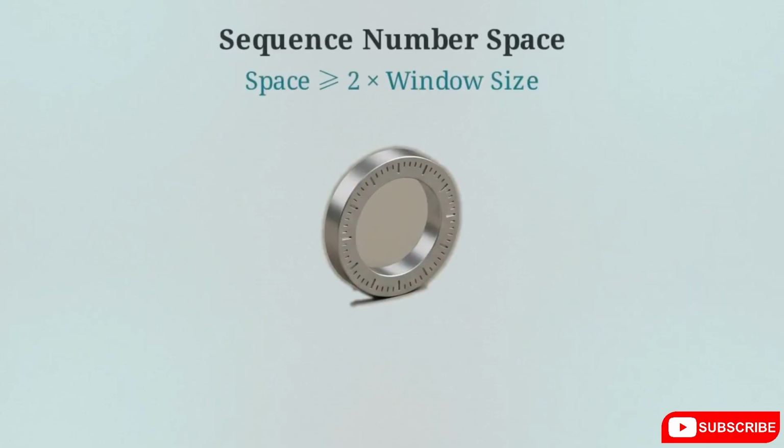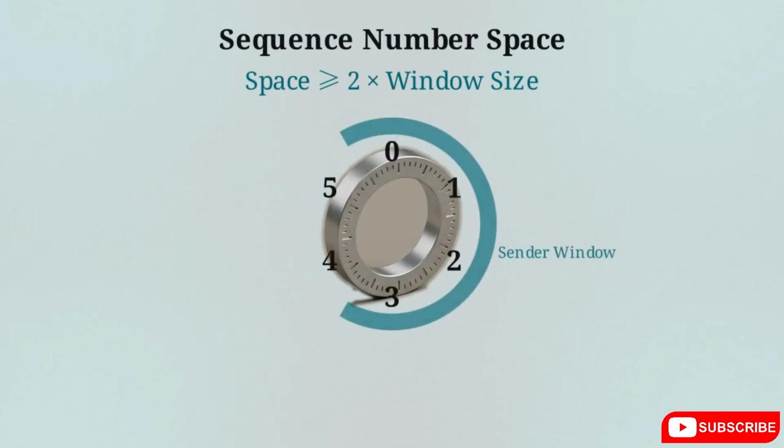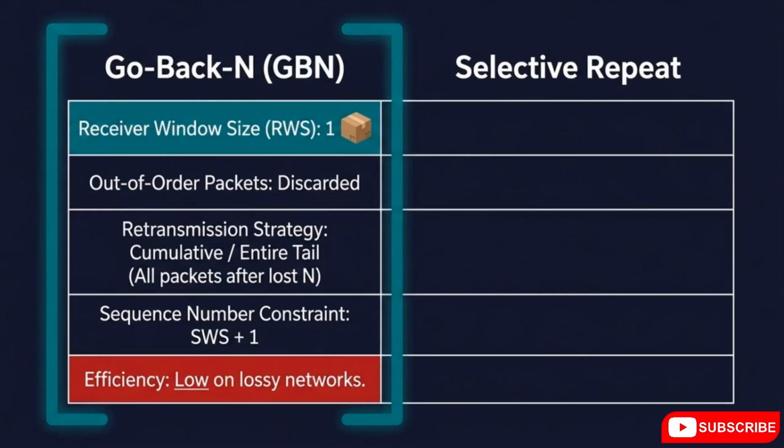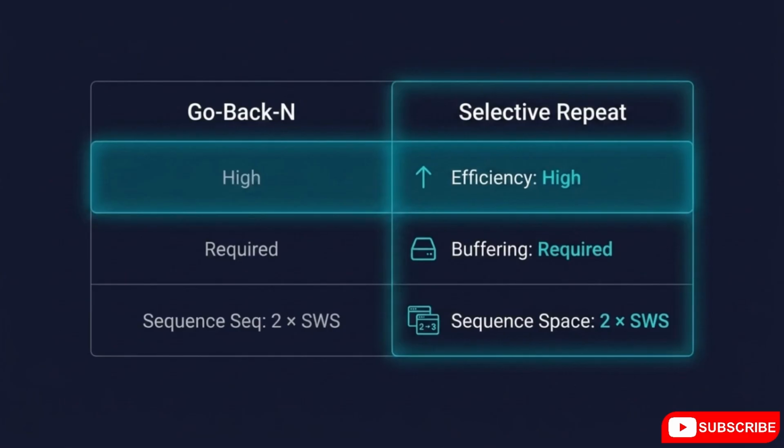However, selective repeat requires a larger sequence number space. To avoid ambiguity between new data and retransmissions, the range of available numbers must be at least twice the size of the window. Go back N keeps the receiver logic simple, but risks wasting bandwidth on duplicate transfers. Selective repeat maximizes bandwidth, but requires more memory and a larger sequence space to track the data.